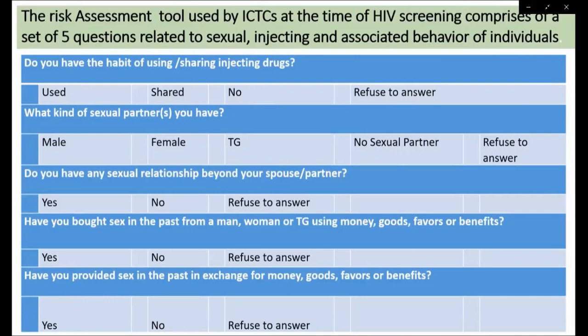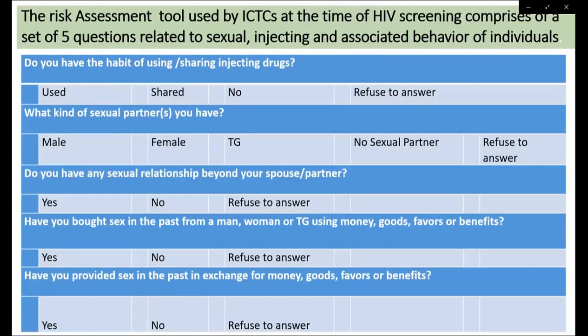Then the fourth question that we ask: have you bought sex in the past for a man, woman, or a TG using money, goods, favor, or benefits? This is another way of asking whether that particular person is going into high risk or not, and if so, what kind of high risk behavior the person is profiling. Then, have you provided sex in the past in exchange for money, goods, favor, or benefit? This is yes, no, or refuse to answer.